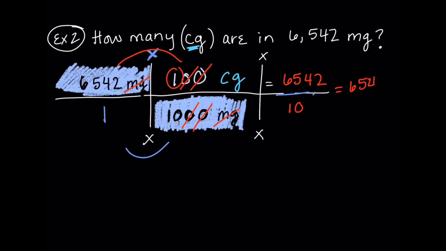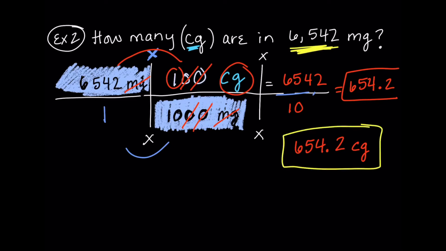So when I multiply the numerators and the denominators all the way across, I get 6,542 divided by 10. When I do that, my final answer with the correct number of significant figures, which is 4, is 654.2 centigrams.